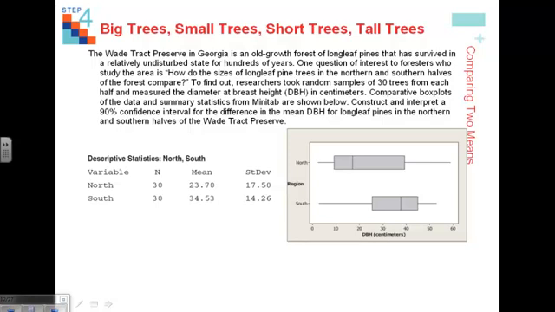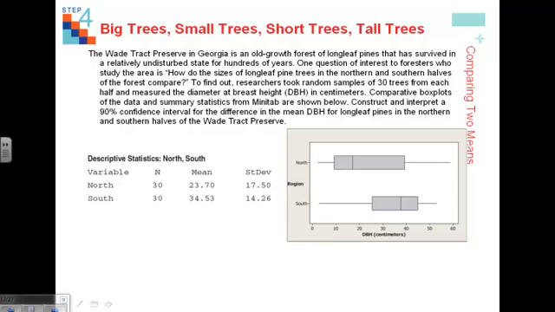It looks like the southern trees are taller. And we can say that because if you compare median to median, they win. From Q3 to Q3, south wins. Q1 to Q1, south wins. On the three best measurements of size, it looks like south has an advantage.